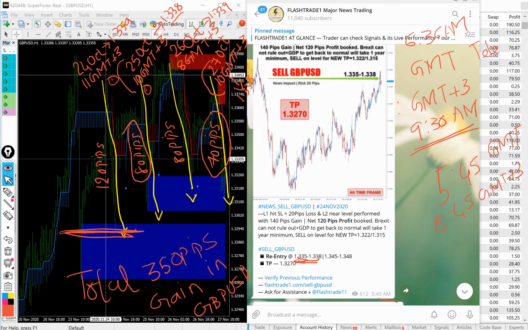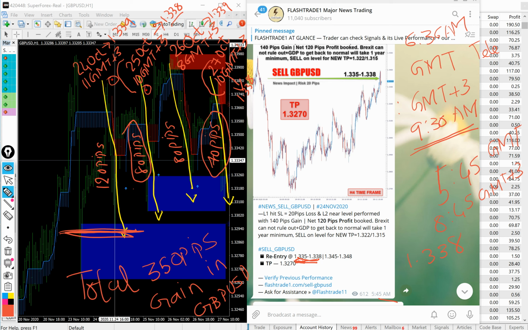24th November 11 GMT, after 2 hours we posted the signal. GBP USD traded high to 1.339. Again you can see that the level given was 1.335, 1.338. Our entry we made from 1.338.